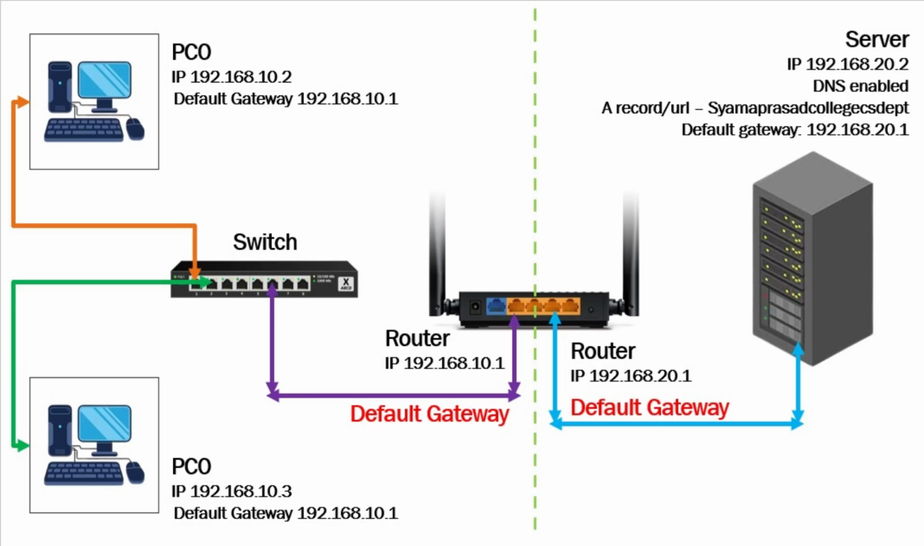The final step in this setup is to configure DNS and URL settings. By doing so, we allow the computers in the LAN to access the server not just by its IP address, but by a human-readable name, in this case, the URL syamaprasadcollegecsdept. This completes the configuration, enabling seamless communication between the LAN clients and the web server through the router.